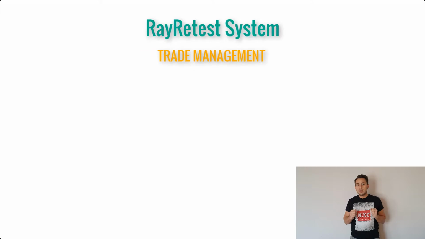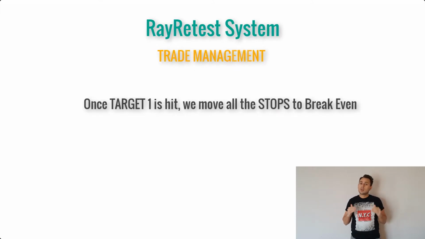Now some trade management stuff. Once we hit our target 1, we move our stop loss to break even for target 2 and target 3 because we want to cover open position profit. So we already made profit, we don't want to lose it, so we move our stop loss to break even. So we only lose out on commission. That's very, very important.